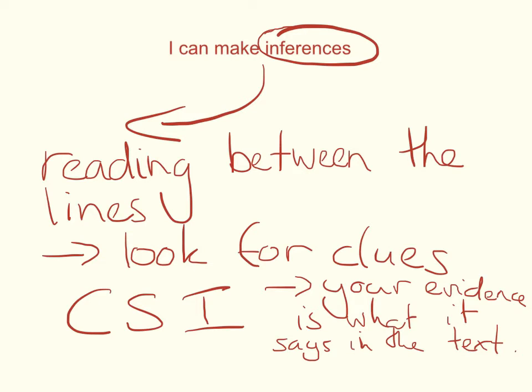This is a screencast on how to make inferences. Now, inference means to read between the lines. So when you read between the lines, you need to look for clues. So you're like CSI or a detective, because writers, when they write, don't give you all the information. You need to use evidence from what it says in the text.